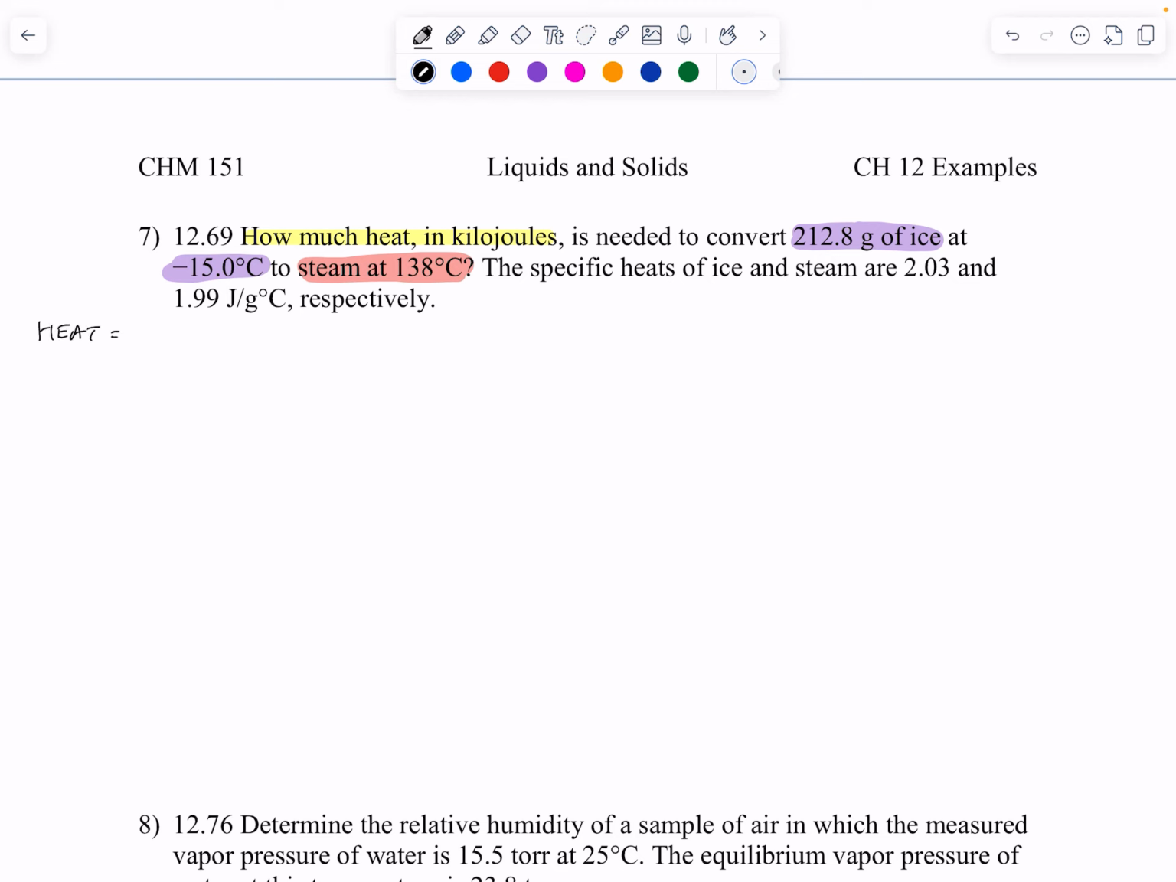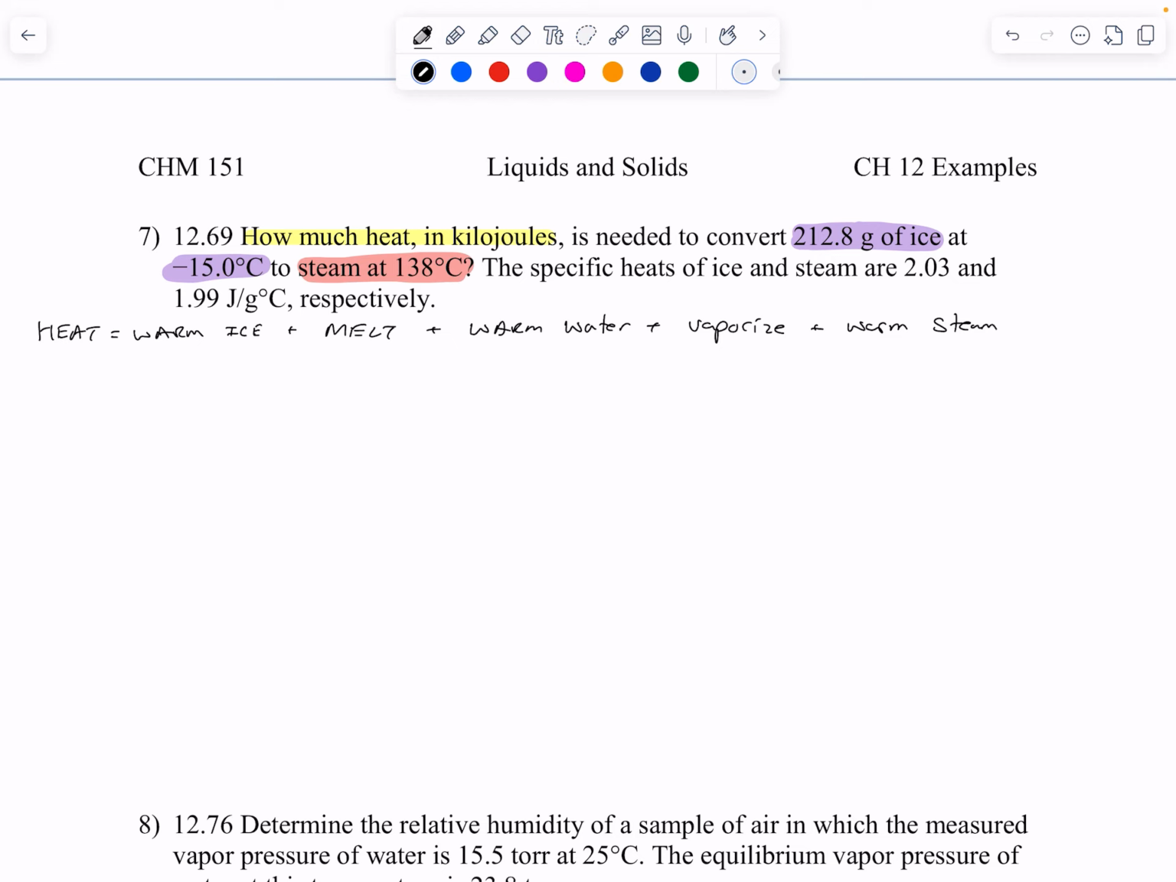We have ice that's below the melting point, so we've got a warm ice. Then we have to melt. Then we have to warm the water, the liquid. Then we've got to boil or vaporize. Then we've got to warm the steam.